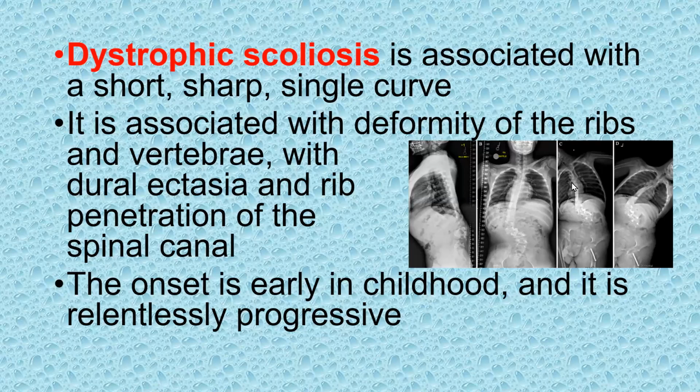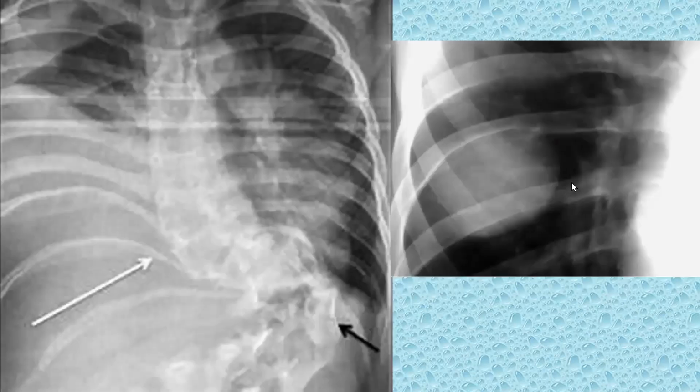What is characteristic about the dystrophic? Look at the ribs. They are under pressure. They have a pencil appearance, thinner, like a pencil. The curve is acute. Look at this curve on the left-hand side. It is acute. It is severe. There's a strong element of rotation and deformity. These are very difficult to correct.